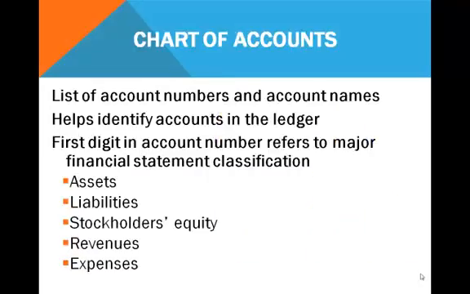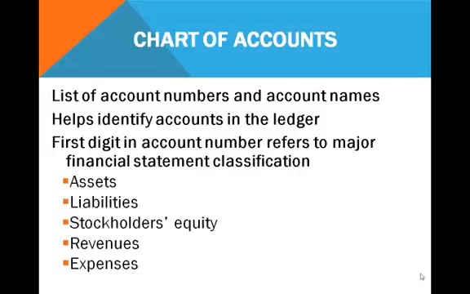Let's talk about the chart of accounts. The chart of accounts is a list of all the account numbers and their corresponding account names. It helps identify accounts in the ledger. The first digit in the account number refers to major financial statement classifications such as assets or liabilities or stockholders' equity or revenues or expenses. Look at the back of your book and basically turn one page in so that you're looking at page CA.